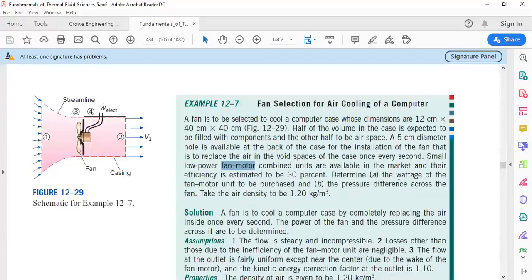Determine the wattage of the fan motor unit to be purchased. What's the electrical input power of this fan motor unit, and the pressure difference across the fan. Take the air density to be 1.2 kilogram per cubic meters. So we want to know the pressure difference across the fan.